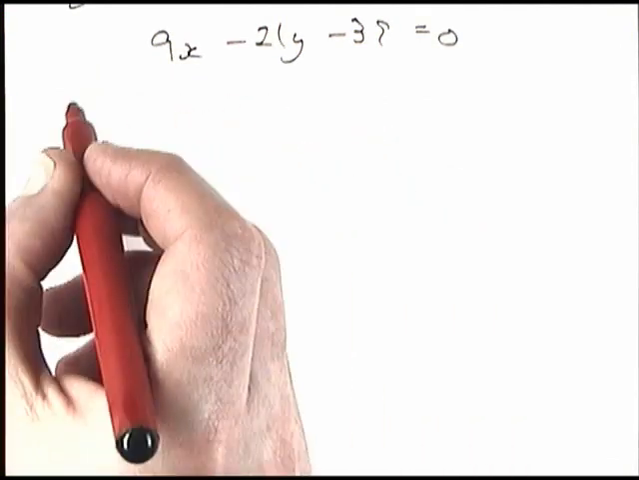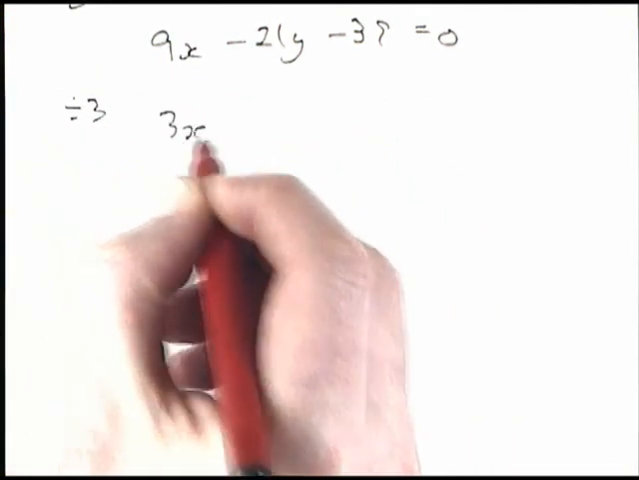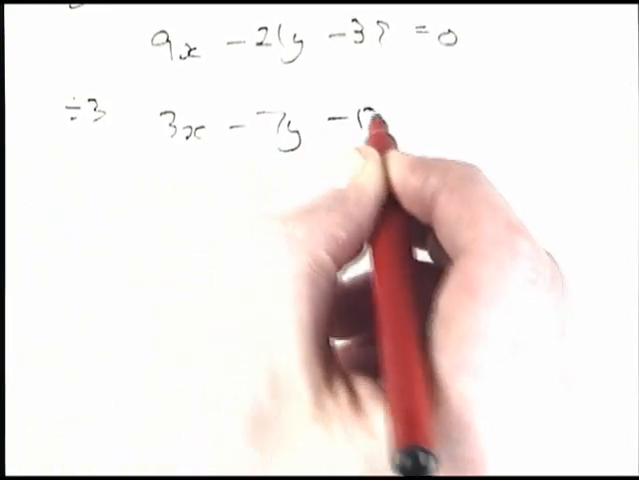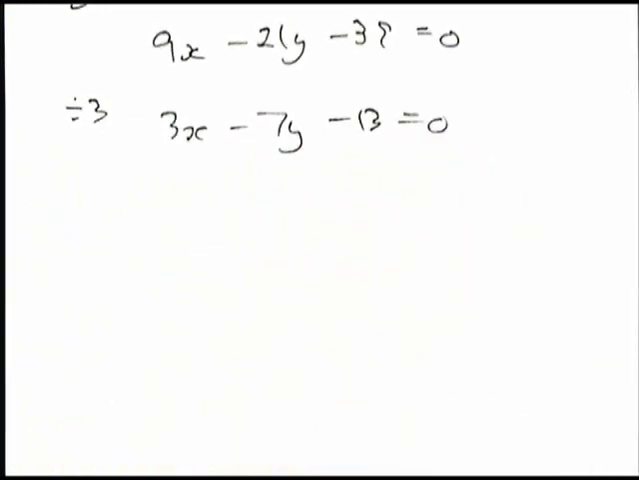Finally, when you've got the answer, you can just divide everything through by 3 and get 3x minus 7y minus 13 equals 0. And that's the final answer.